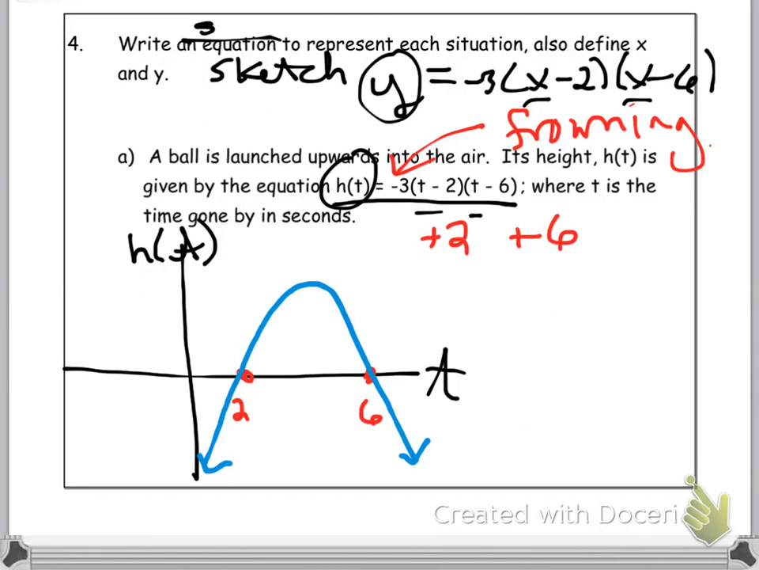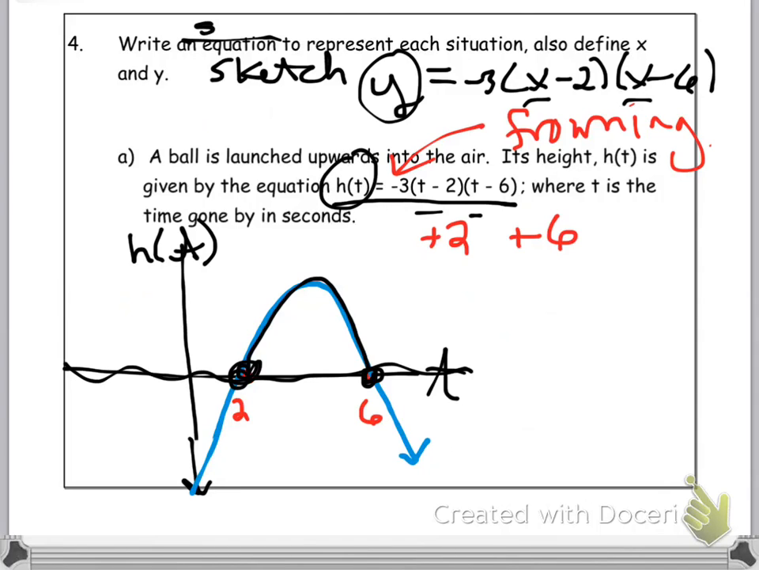A ball is launched upwards into the air. Its height, h at t, is given by the equation where t is the time gone by in seconds. Now I just have one question for you. Where's the ball launched from? Is it launched from down here, which means inside the ground? Because this is the ground. No, the ball is launched from here, and it flies through the air. Does it sink into the ground? Nope, it stops right there. So that's going to be very important with some new stuff we're going to learn later on today.